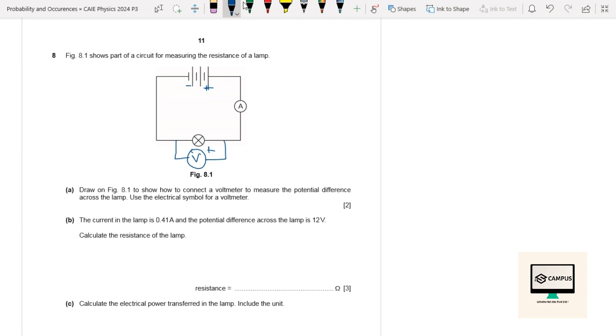Okay, the current in the lamp is 0.41 and the potential difference across the lamp is 12 volts. Calculate the resistance of the lamp. It's a very easy 3 mark question. We will use simple Ohm's law, which states V is equal to IR, or we can also write R is equal to V over I. We know the potential difference across the lamp, which is given as 12 volts. Also, the current through the lamp is given, that is 0.41. We need to give the resistance of the lamp, which is 29.27 or 29.3.